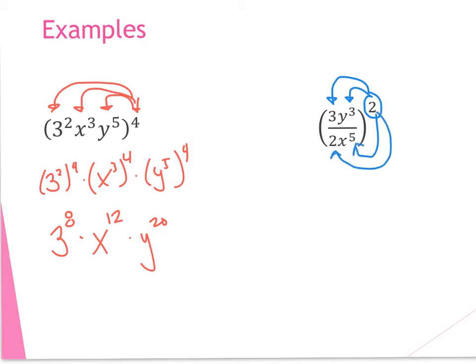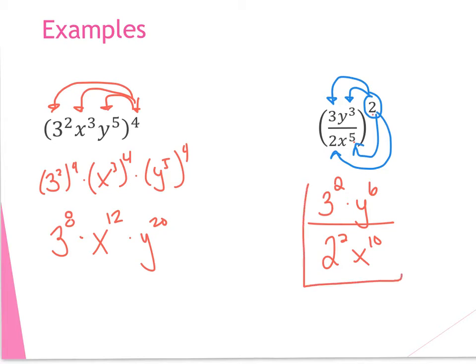So I'm sharing it to the 3, sharing it to the y to the 3rd, sharing it to the 2, and sharing it to the x to the 5th. So when I do that, 3 doesn't have anything, so it's just going to be 3 to the 2nd. The y already has an exponent, so it's going to be y, and then I'm going to multiply those together, so 3 times 2, which is 6. Divided by 2 to the 2nd, because that doesn't have an exponent, and then x to the 10th, because I already have a 5 exponent, multiply it by the 2, and that gives us 10.